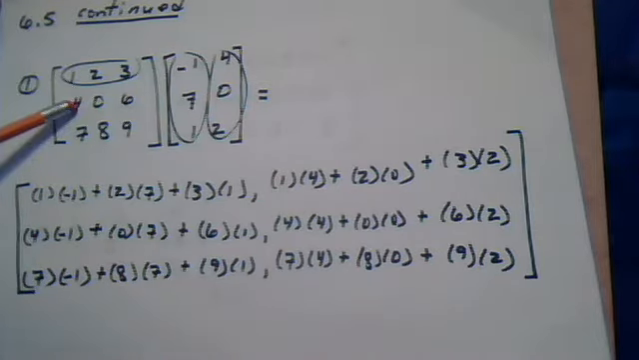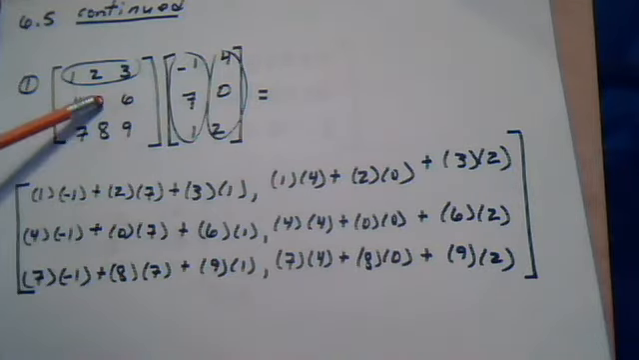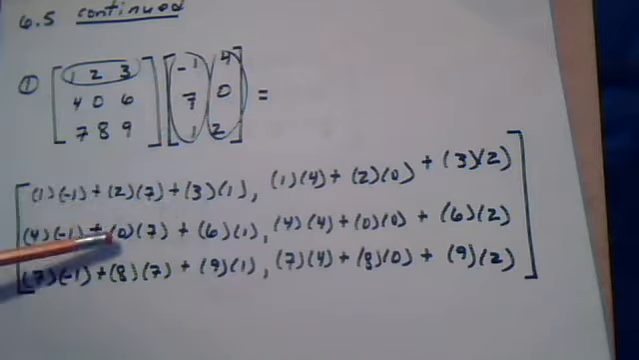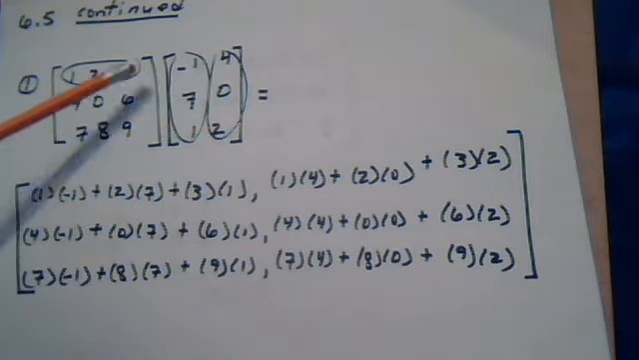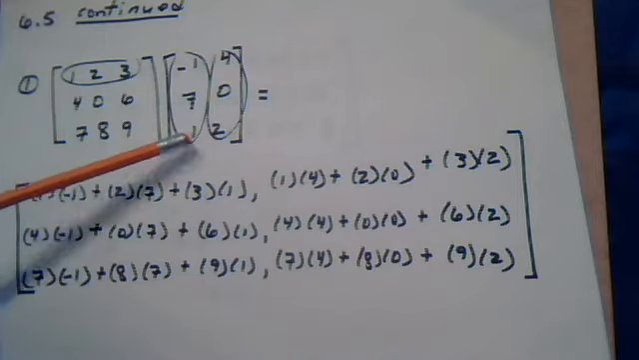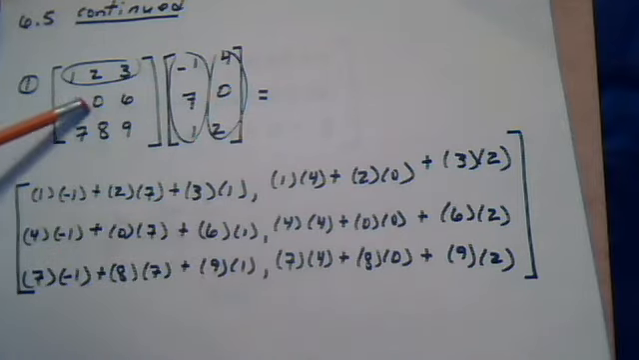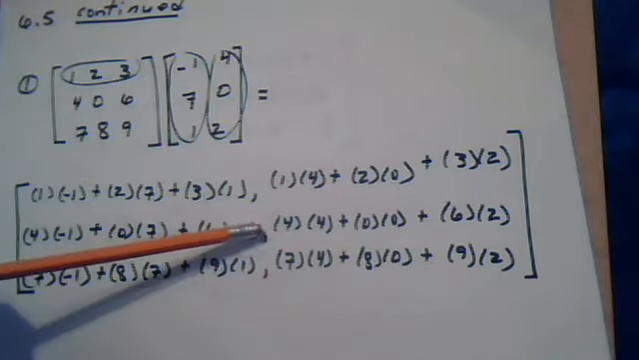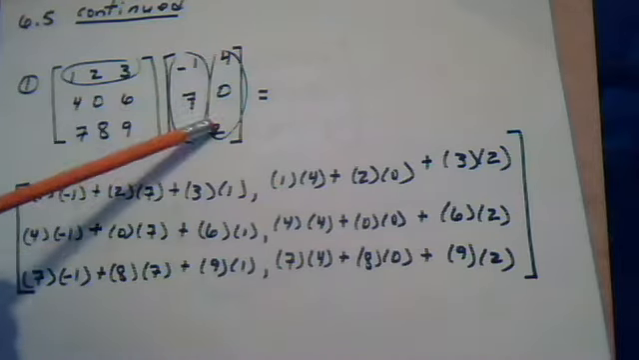The first of the row times the first of the column, plus the second of the row times the second of the column, plus the third of the row times the third of the column. Since we're done multiplying the whole row times the whole column, you put a comma. Now it's the second row times the second column.